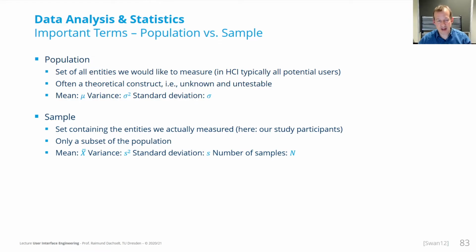Of course, we don't measure them, but we measure something they do, for example, task completion time. This can only be a subset of the population. The mean is also called x-bar, and the variance here is S squared, and the standard deviation S. And we say the number of samples we have is N, and this is a famous N. And of course, there's a lot to say about how big this N should be to result in ecologically valid results. But this is an extra topic.